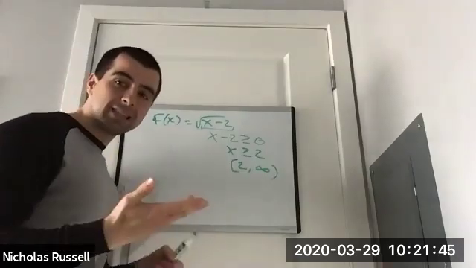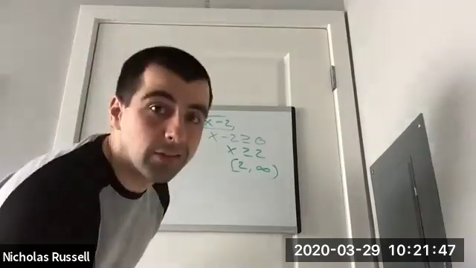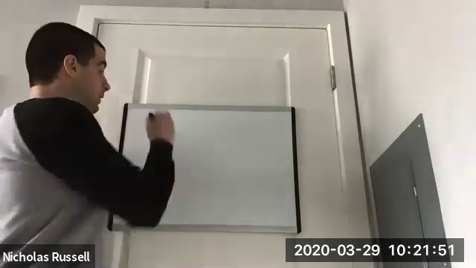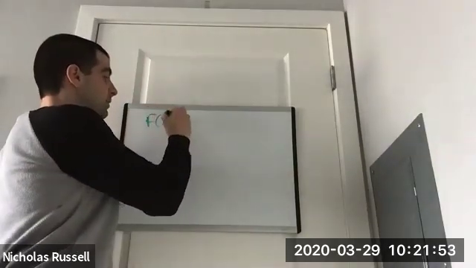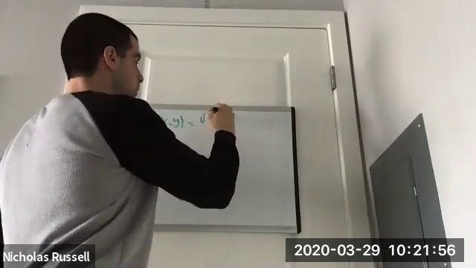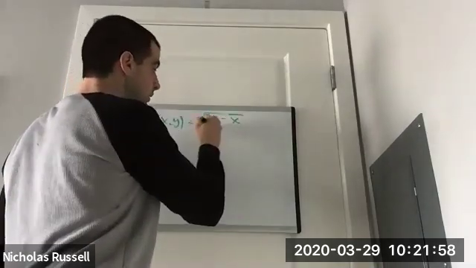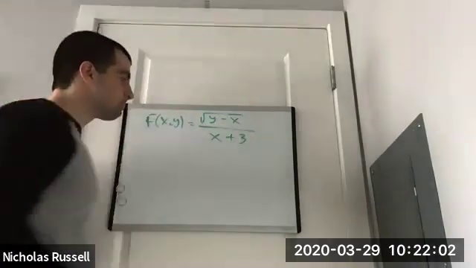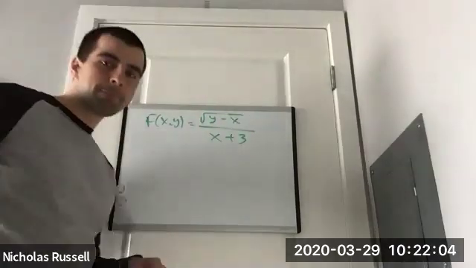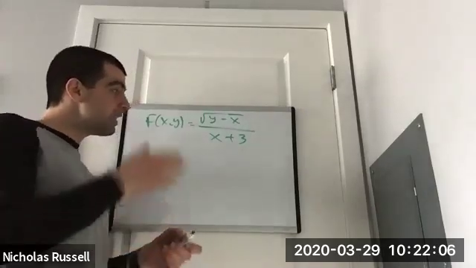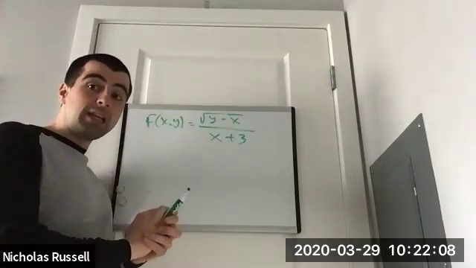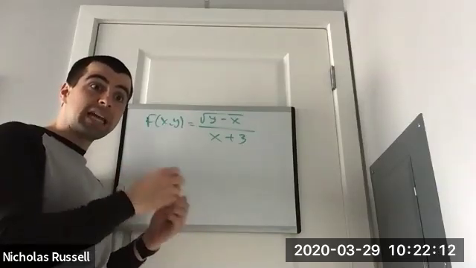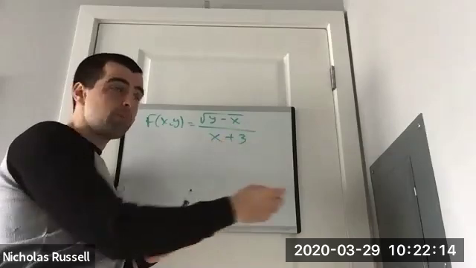So if I extend this now to 2 dimensions, what does that entail? How do I do this? Well, let's take a look at something like the square root of y minus x divided by x plus 3. In this problem, I need to find all of my x and y such that I can get an output.